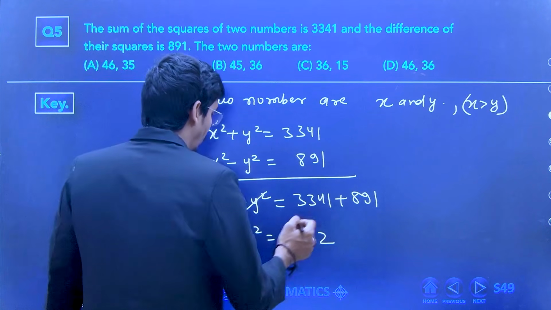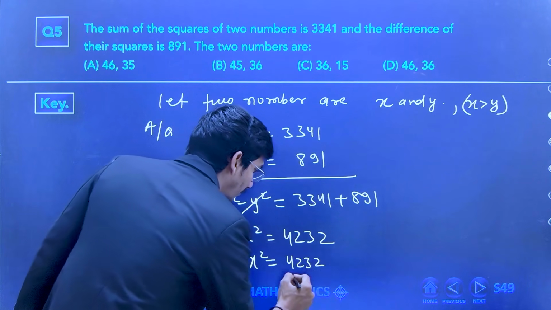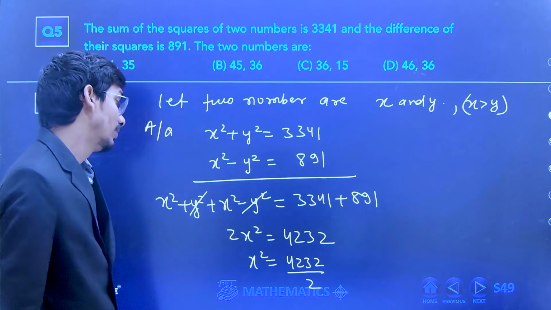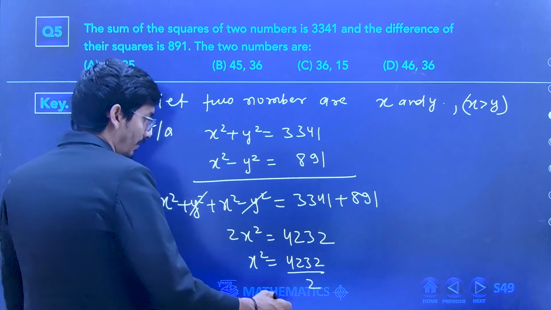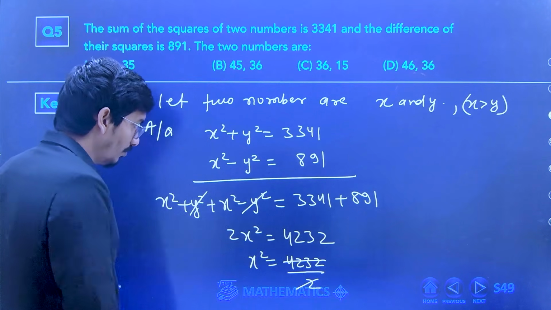So after that, what is x square, beta? 4232 divided by 2, the 2 will go in the denominator. So 4232 divided by 2. When you start cancelling this number, what will you get?